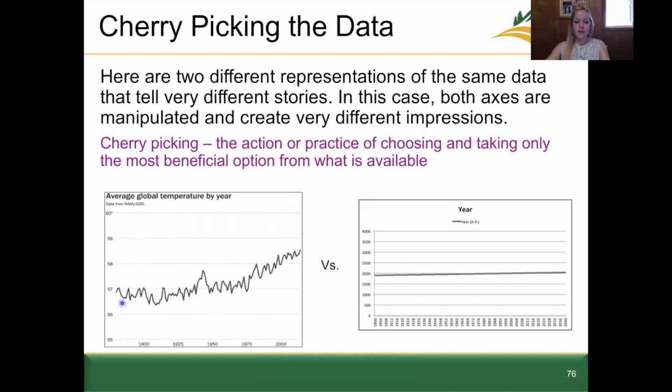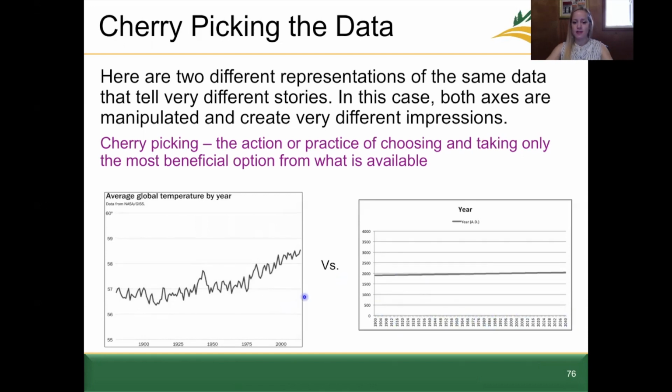In this case, we look at both axes and they've been manipulated. So here on the y-axis, we go from 55 to 56, 57, 58, 59, 60. So we've zoomed in between 55 and 60. Yet here on the y-axis, we go from 0 to 4,000. And then on the x-axis, we go from 1900 up to 2000. For this graph on the right, we're displaying the same years, but the scale here and the tick marks are very different. So which graph is better?